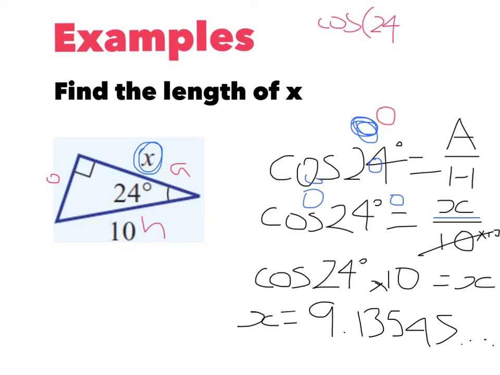I round that to 2 decimal places. I hit the decimal point, go 2 places along, and see that next to it is a 5, which must mean that this digit rounds up. So my answer becomes x equals 9.14. I've rounded that 3 up to 4 because the digit next to it was 5 or above. It's as simple as that. Let's have a look at another example.